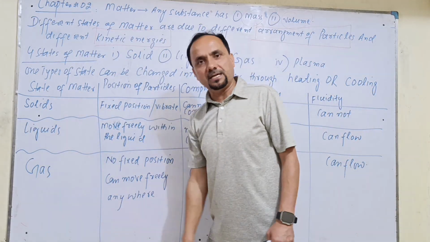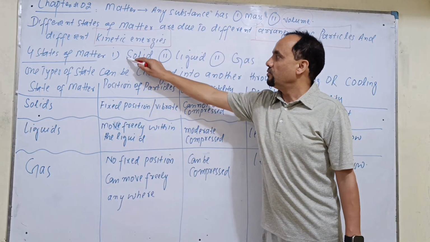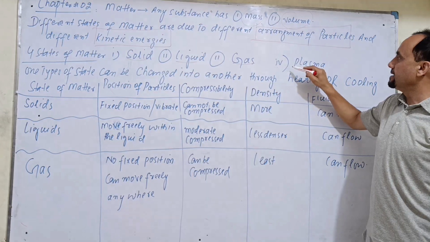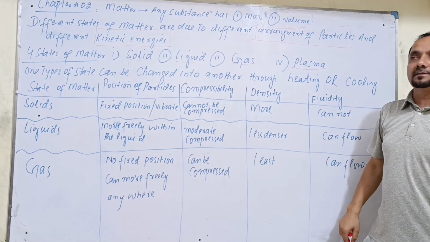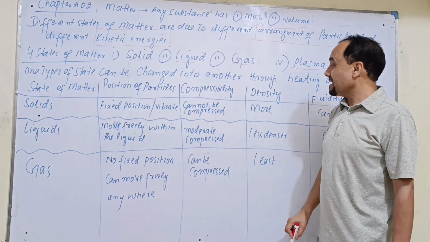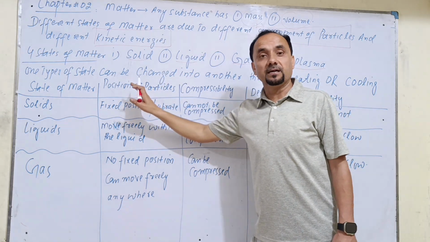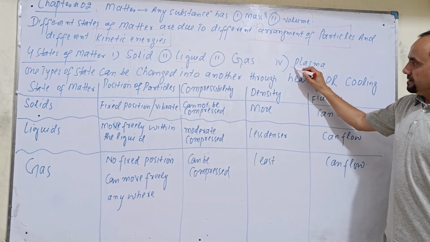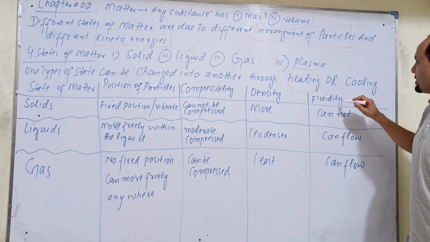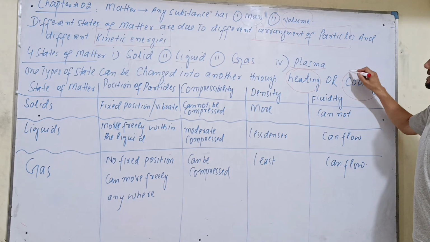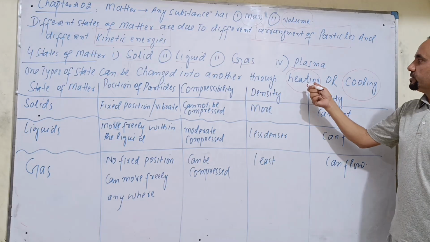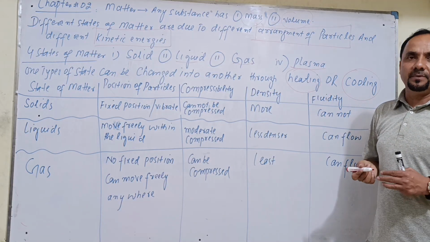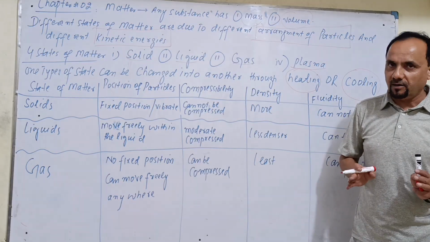Now there are four states of matter in your syllabus. One is solid, the other is liquid, the other is gas, and the fourth one is plasma. And any state of matter can be changed into another state of matter. You can heat that state of matter or you can cool it down. So due to heating or due to cooling, any state of matter can be changed into another state of matter.